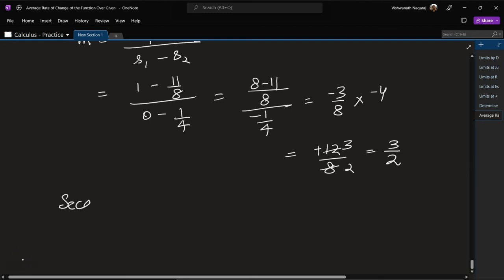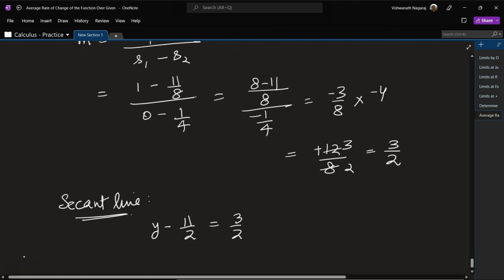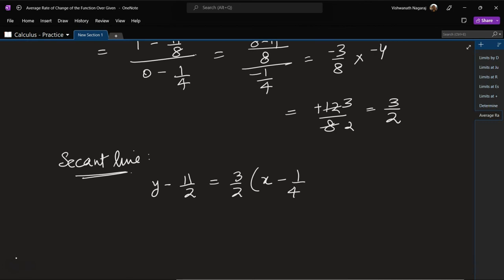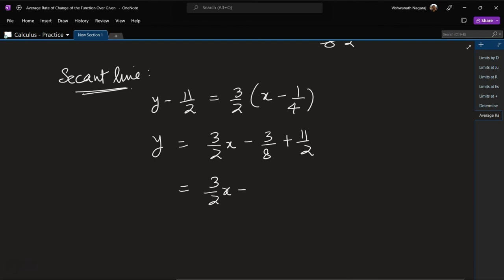Okay. Now the secant line equation. Again, y minus r2. Let's say y minus r2 is what? 11 by 8 is equal to m is 3 by 2 times x minus s2. S2 is 1 by 4. So minus 1 by 4. Now simplify. Y is equal to 3 by 2x minus 3 by 8. 3, 4 twos 8. 3 by 8 plus 11 by 2. Now simplify this further. 3 by 2x minus, LCM is 8. So minus 3 plus 2 fours, 11 fours, 44. Is that correct?